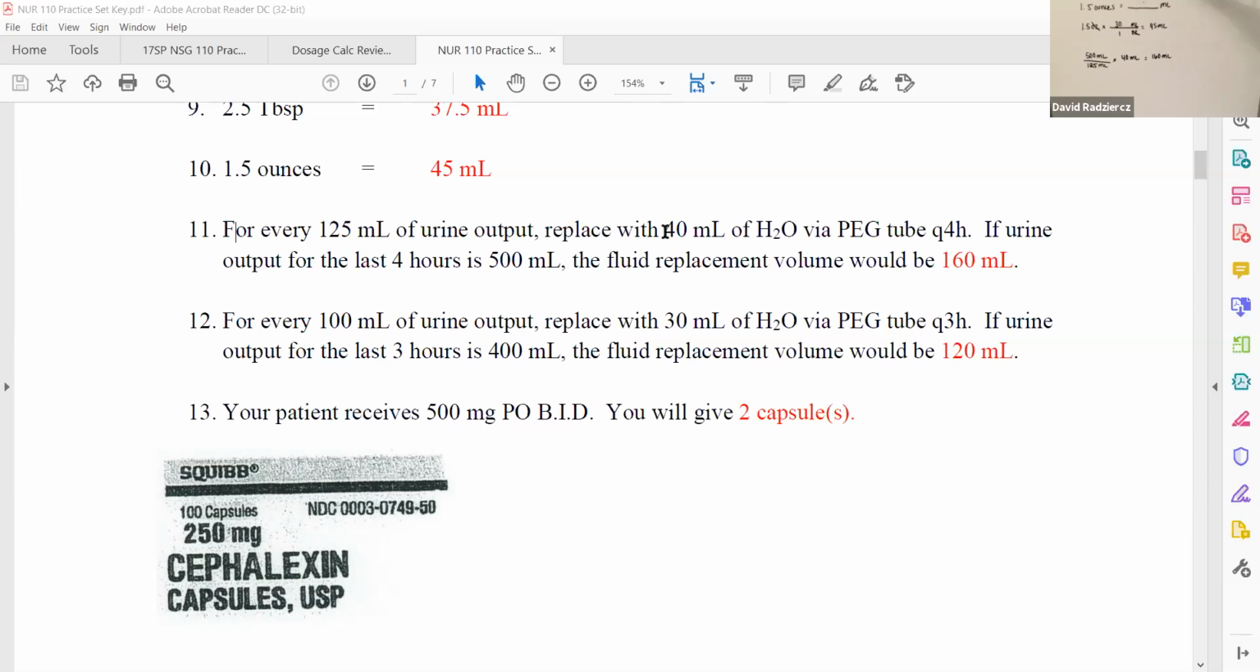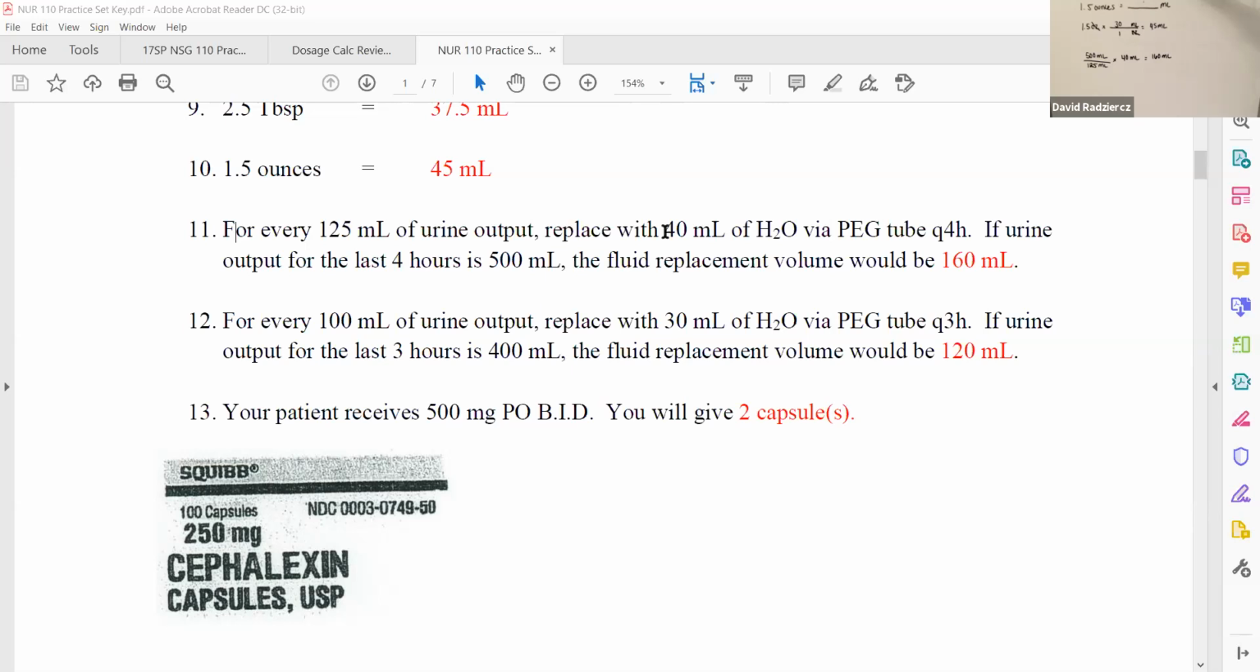Okay. I think the reason that I did it that way was because I saw the last 4 hours. So I took the 125 over 45 and then multiplied it by 4. And that's how I got the same numbers that you got, and then multiplied it by the 40 and got the 160. Okay. Well, the time really doesn't matter.